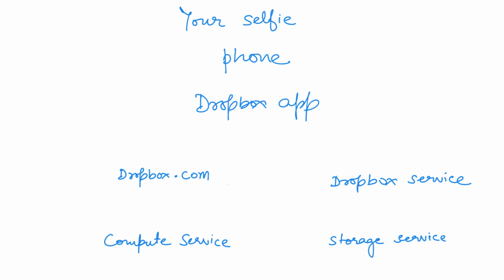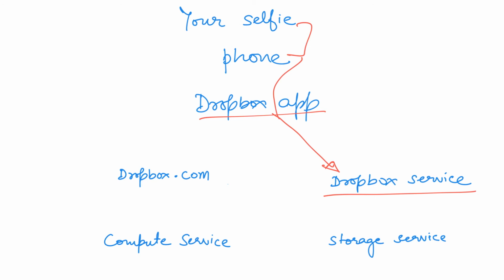So let's say, for example, you take a selfie using your phone and you want to save your selfie in the Dropbox app. This Dropbox app allows you to save your pictures somewhere in the cloud. On the backside, there is a Dropbox service that the company Dropbox is running somewhere. And this Dropbox app is basically taking your selfie from the phone through the app, sends it to the Dropbox service.